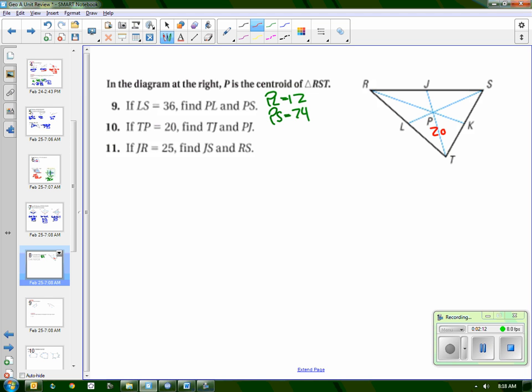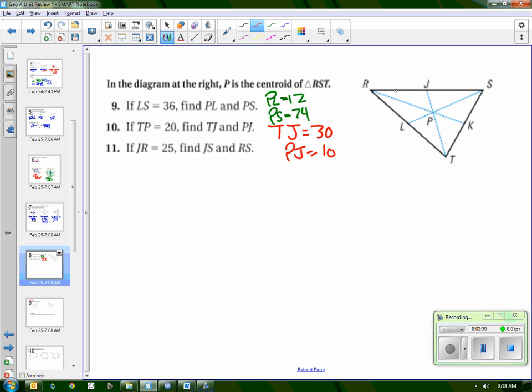TP is 20. Well, that means that this guy's going to be half of that. TJ is going to be 30, 20 plus 10, and PJ is going to be 10. All right, cool. What else?